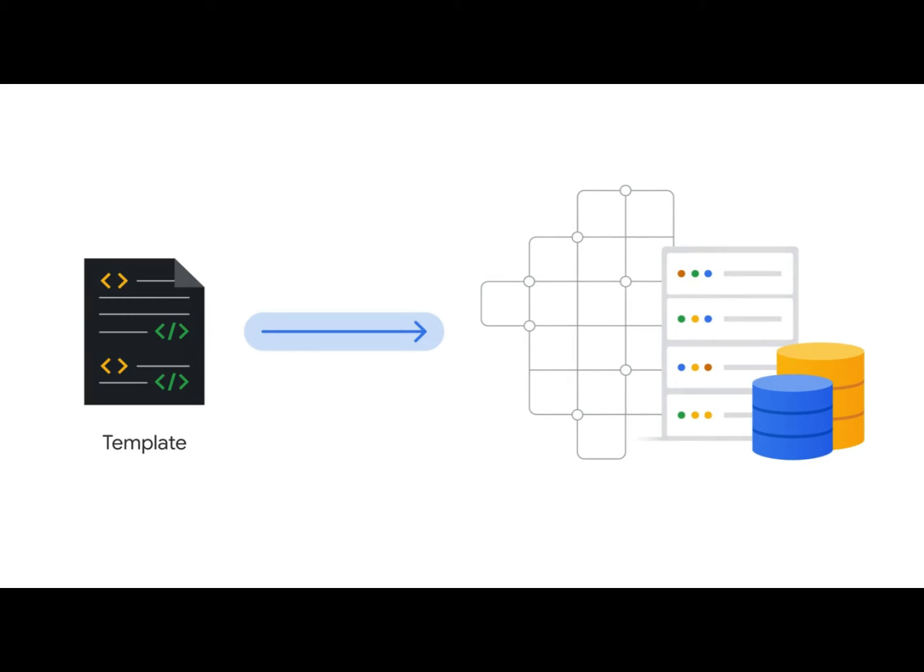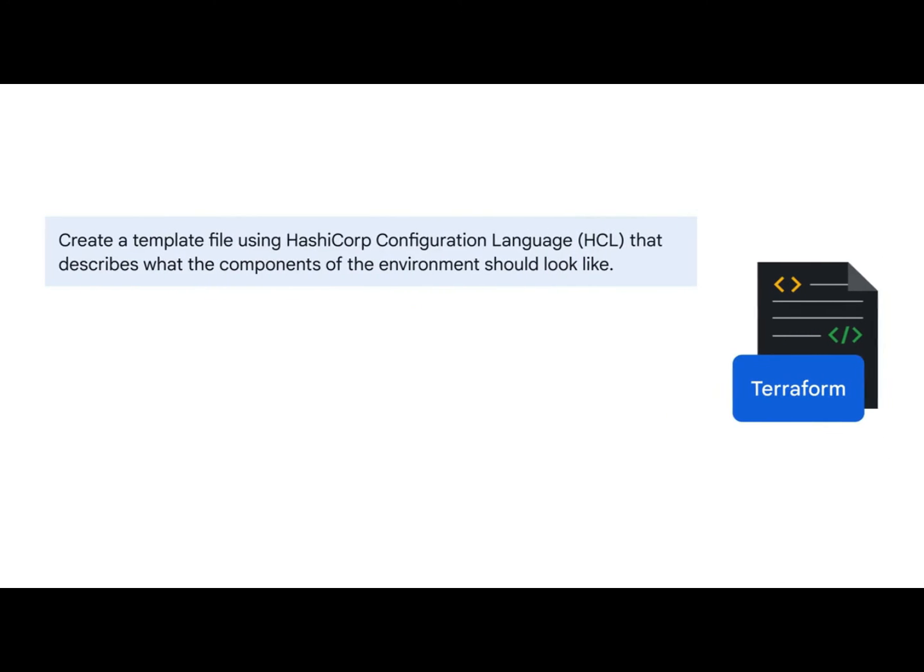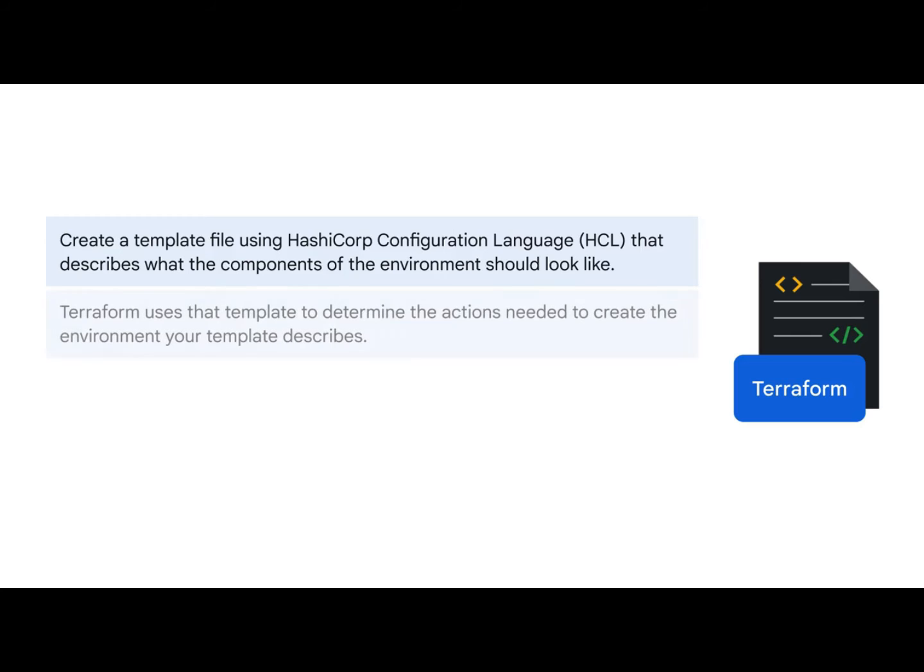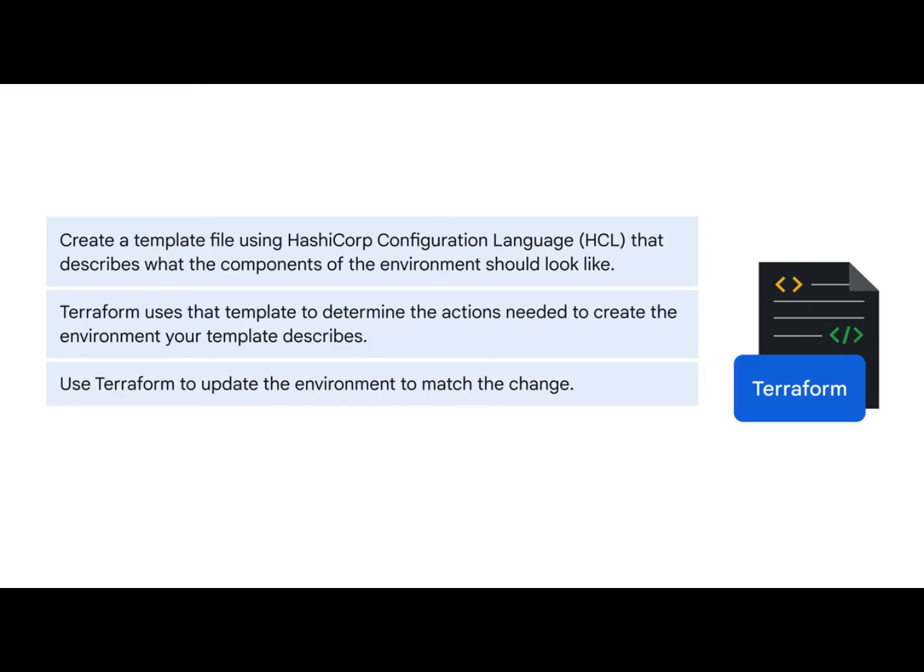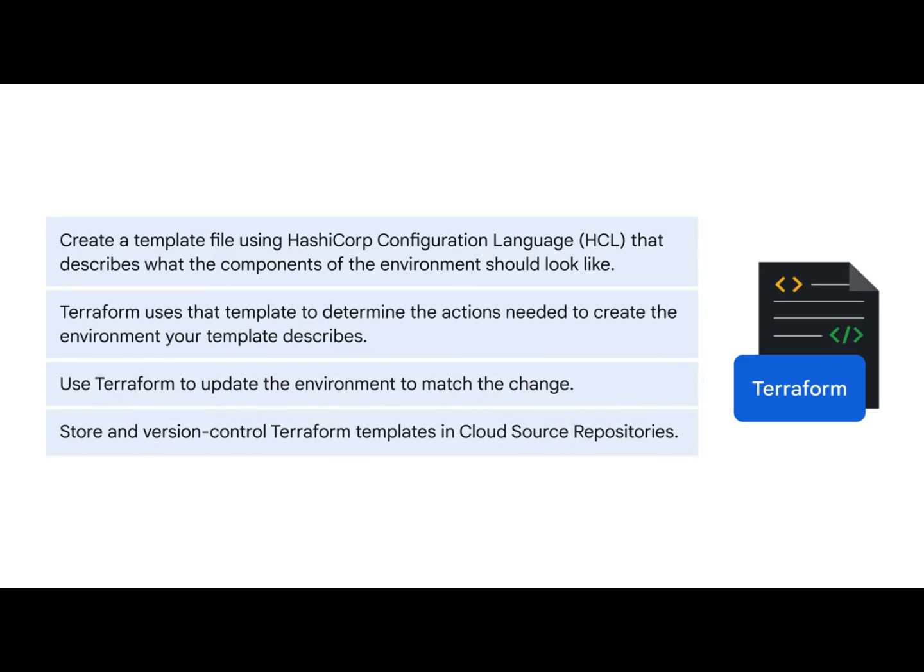Using a template allows you to write the specifications for your application environment in the same way you'd write a configuration file, but your template can then be deployed in a scaled environment to quickly create as many identical application environments as needed. This can be done with Terraform. To use Terraform, you create a template file using HashiCorp Configuration Language, HCL, that describes what you want the components of your environment to look like. Terraform then uses that template to determine the actions needed to create the environment your template describes. If you need to change the environment, you can edit your template and then use Terraform to update the environment to match the change. You can store and version control your Terraform templates in Cloud Source Repositories.